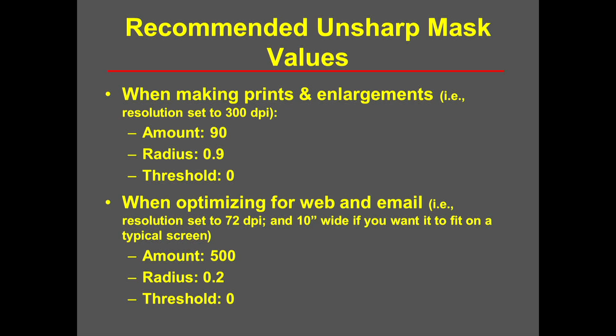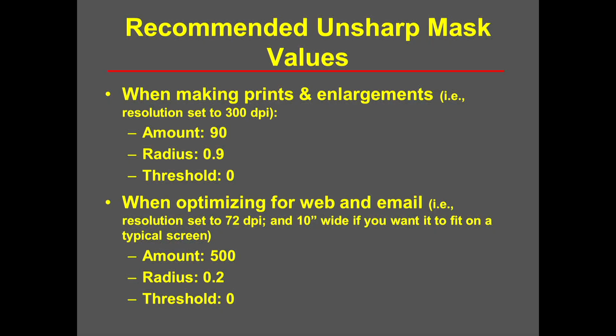I discovered that there are 2 major categories where a certain set of settings will work very, very well. You want to have your end in mind. If you're going to be printing it very large, there's one set of numbers you can use. If you're going to be optimizing it for the web, there's another set of numbers you can use. And if you look at your handouts, I've itemized it for you. Here it is, the recommended unsharp mask values. When you're making prints and enlargements, you want to set the numbers to 90.9 and 0. When optimizing for web and email, you want the numbers to be 500.2 and 0.